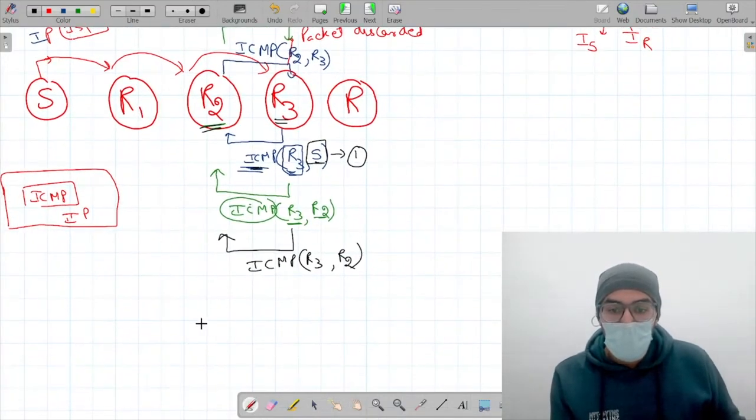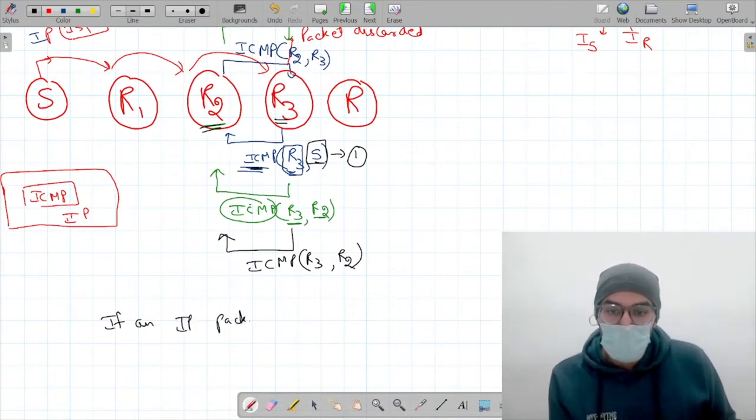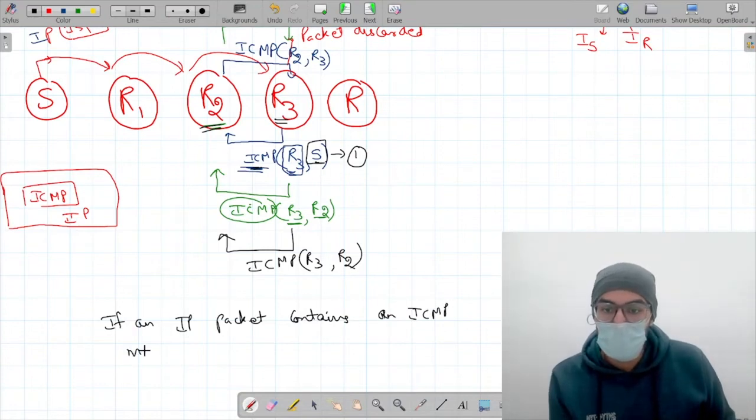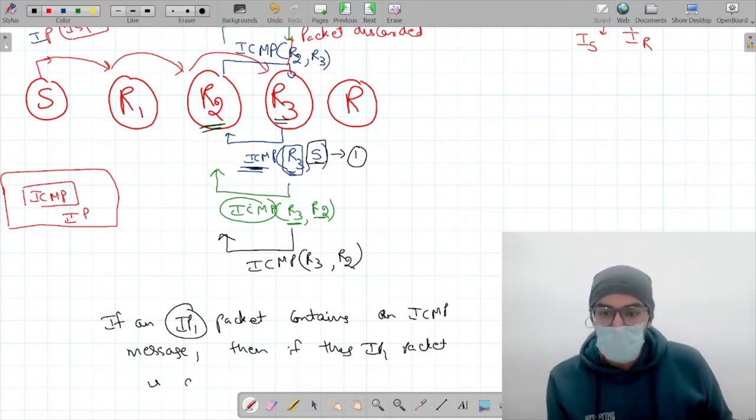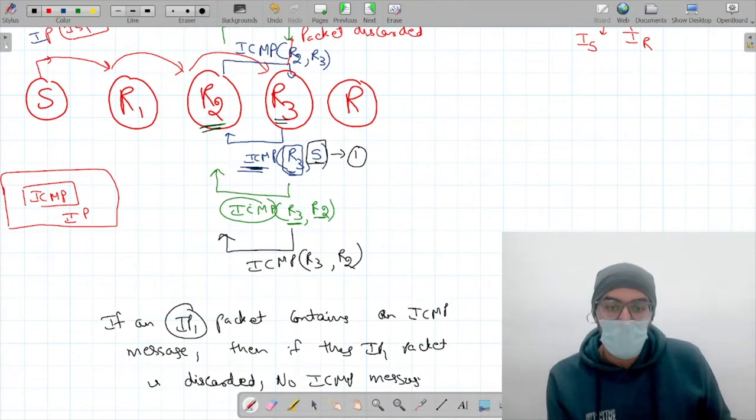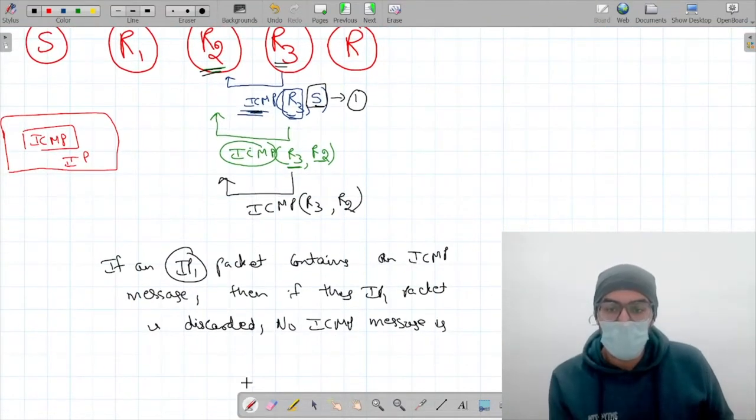That if an IP packet contains an ICMP message, then if this IP packet, let's say this is the IP1 packet, is discarded, no ICMP message is generated. I hope that this thing is pretty much clear to you.